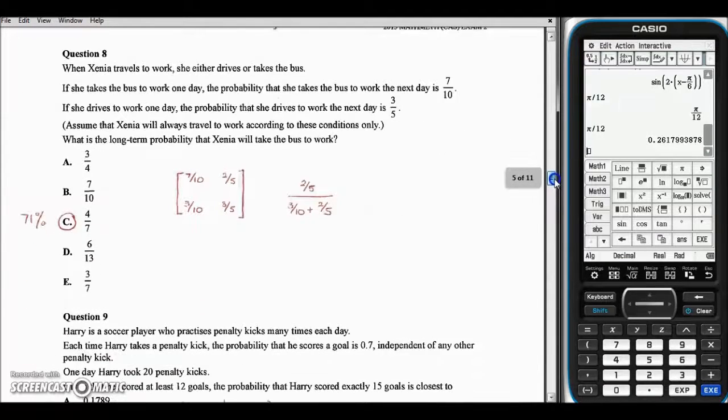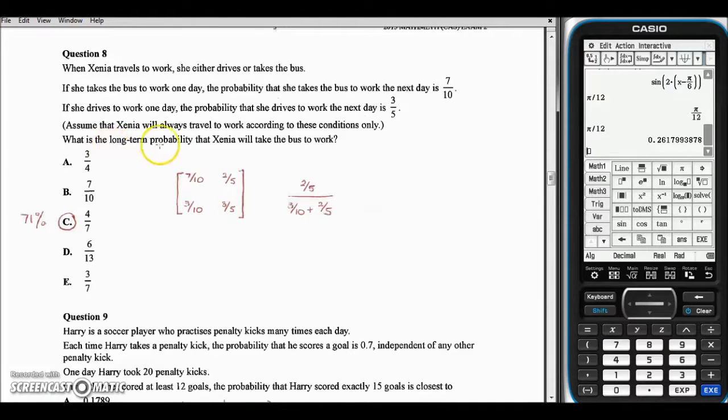Question 8, we have a probability question. So when Xenia travels to work, she either drives or takes the bus. If she gets the bus, the probability she'll get the bus again is 7/10. If she drives, the probability she'll drive again is 3/5. So it's quite easy to draw up your transition matrix there. This is bus then bus, so 7/10, so that would make that 3/10 and so on.